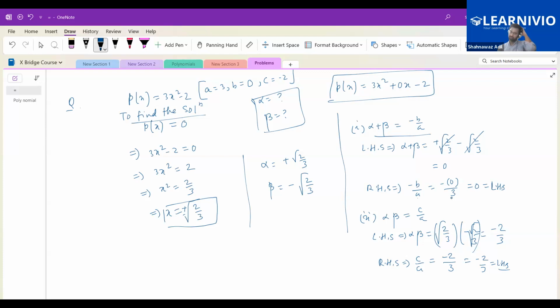Sir, what is that after minus 2 root 3 in the last line? This one? No, the last line. Yes. LHS equals LHS, right? Before this, that one.